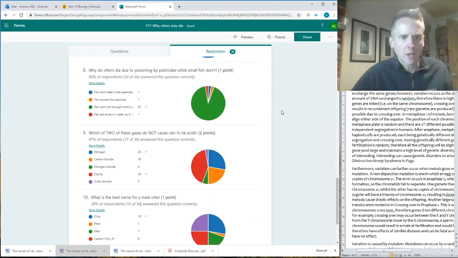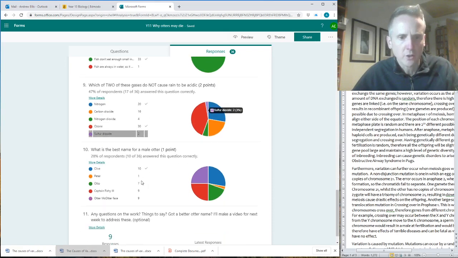Number 9: which two are gases that do not cause acid rain to be acidic? So nitrogen doesn't, and ozone doesn't either. Carbon dioxide does. All non-metal oxides, when they dissolve in water, form acids. So carbon dioxide dissolves to form carbonic acid, nitrogen dioxide forms nitric acid, and sulfur dioxide forms sulfuric acid. So it's nitrogen and ozone.